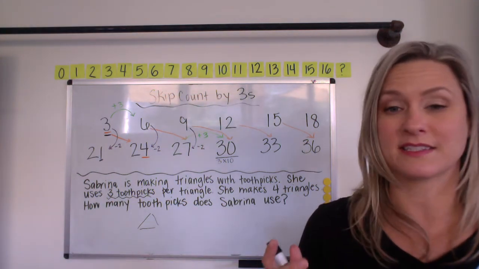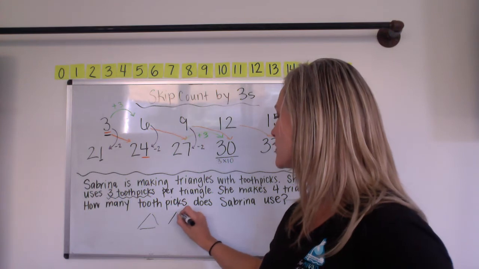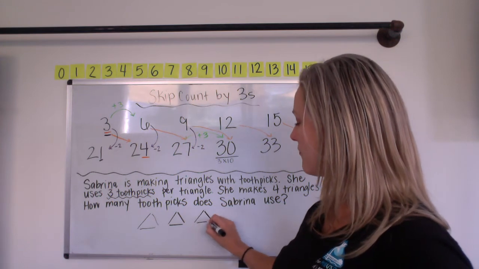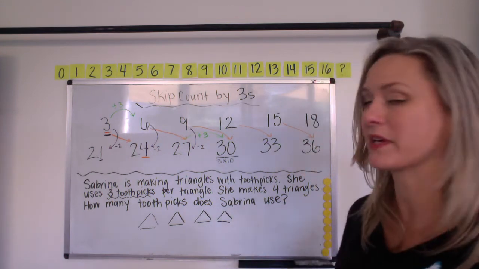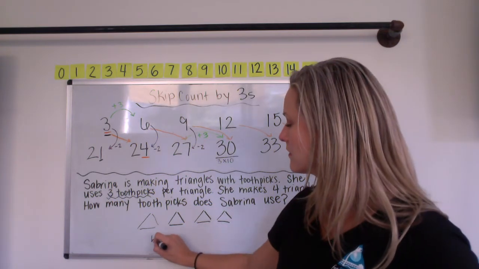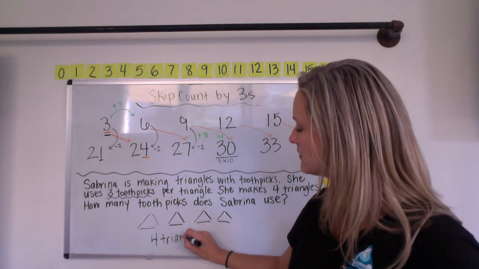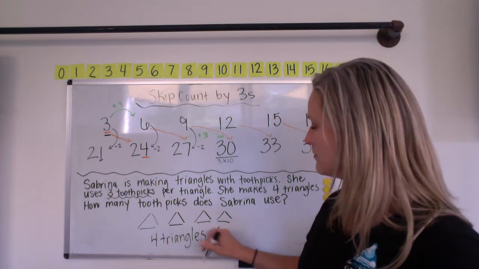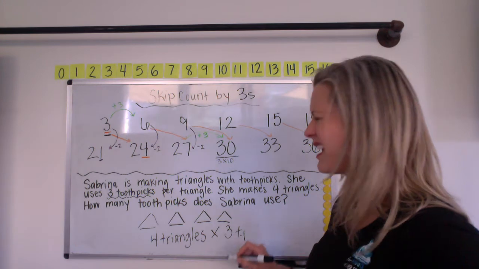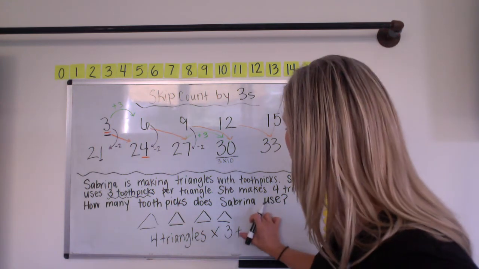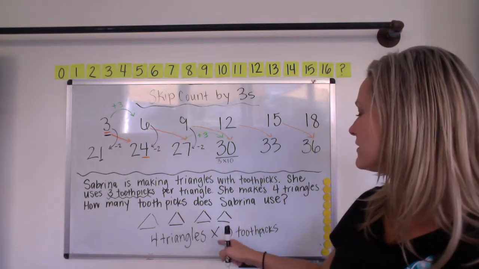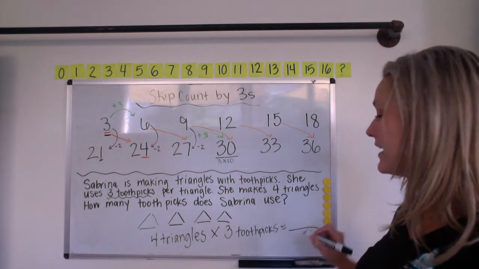Okay, so how many toothpicks does Sabrina use? So we know for sure she's going to use 3 toothpicks per triangle, and she's going to make 4 triangles. How many toothpicks does she use? Okay, so we know that we've got 4 triangles times 3 toothpicks. I'm going to put TP. Nah, I can't do that. That's toilet paper. Okay, I'll just do the whole thing. Toothpicks. Can't write TP. 4 triangles times 3 toothpicks equals how many toothpicks used?